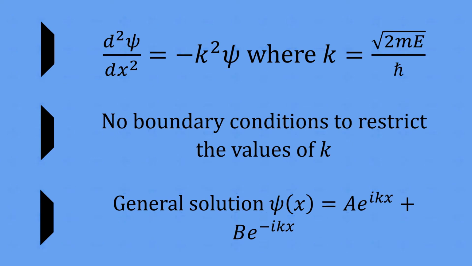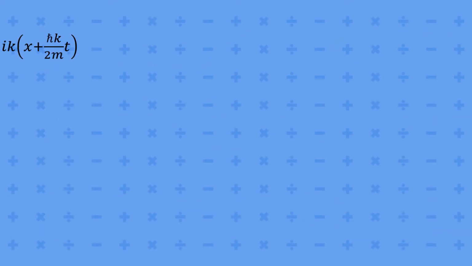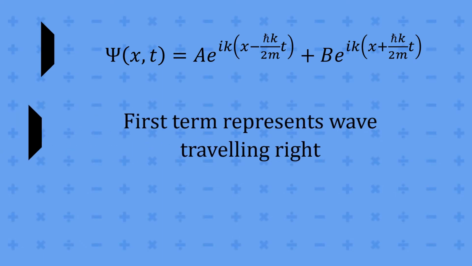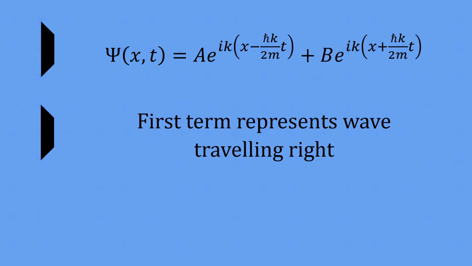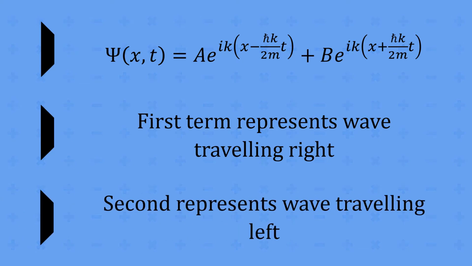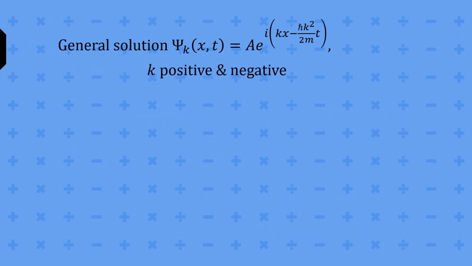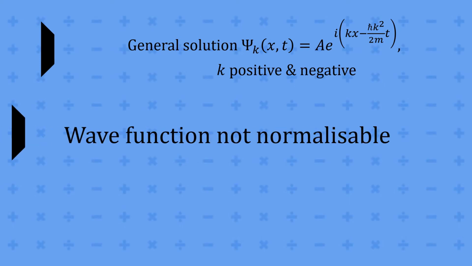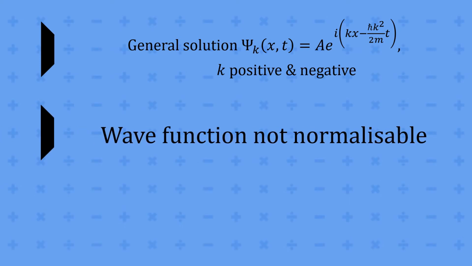Because of this, we write the general solution as psi of x equals A e to the ikx plus B e to the minus ikx. Hence, we get this expression for psi of x and t. The first term in this expression represents a wave travelling to the right, and the second represents a wave of the same energy travelling to the left. We can rewrite the general solution involving just A by allowing k to be positive and negative.